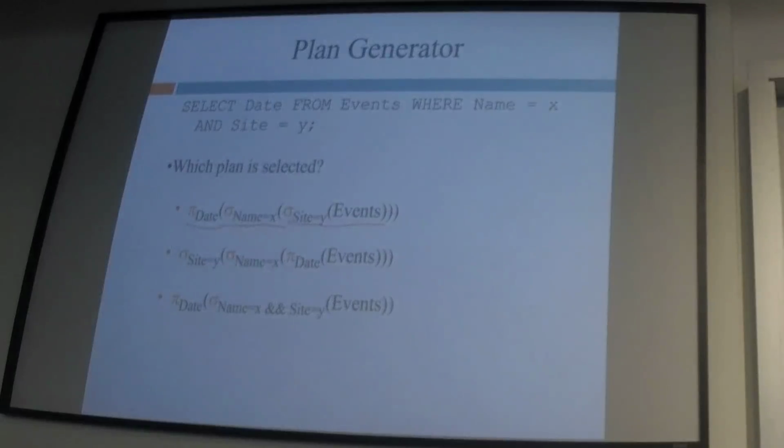Okay, is that valid? Yeah? No? Yes, that's valid. Okay, project out the date from all events, then take only those ones where name equals X, and then only those ones where site equals Y. Is that valid? No, because we don't have names and sites anymore after projecting out only the date.